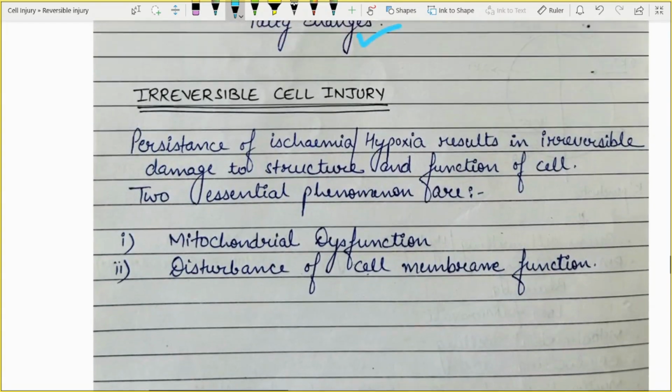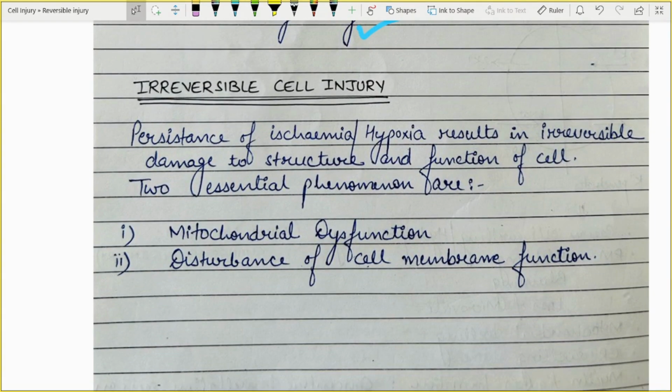Now, moving on to the next topic, that is irreversible cell injury. What is irreversible cell injury? As I was telling you, there is a certain point. If the injury moves beyond that point, that will lead to irreversible cell injury. That is persistence of ischemia or hypoxia results in irreversible damage to the structure and the function of the cell. And two essential phenomena are: there will be mitochondrial damage and there will be disruption of the cell membrane.